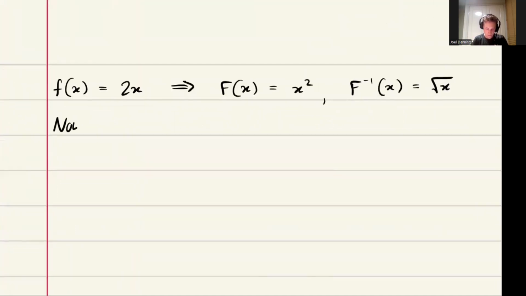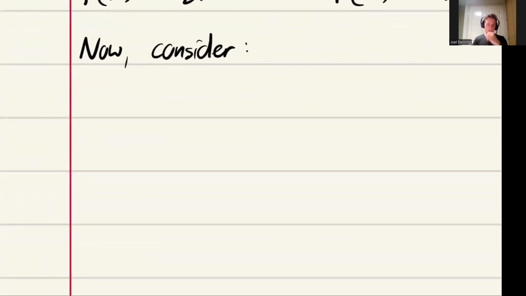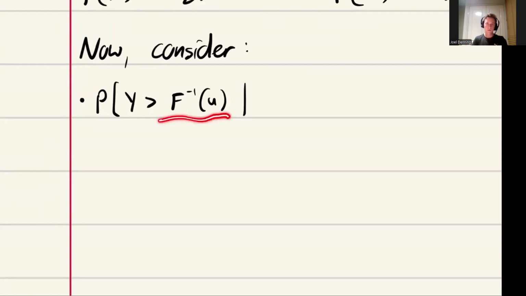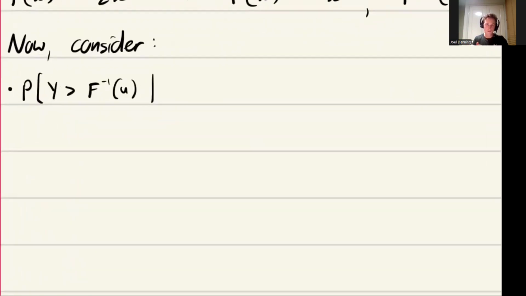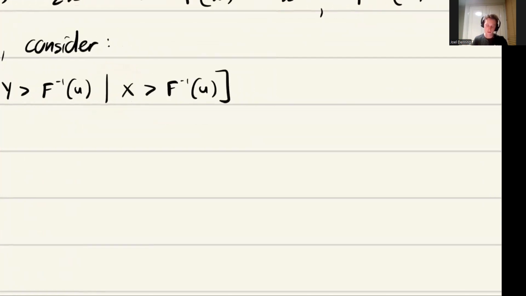So now, instead of jumping straight into lambda u equals the limit, blah, blah, blah, we're just going to consider the actual stuff inside the limit that we're going to need to calculate. So what is the probability that y is bigger than some value, so we're going to call it the inverse at u, given that x is also greater than this value, right? So it's just like the uth percentile or quantile.